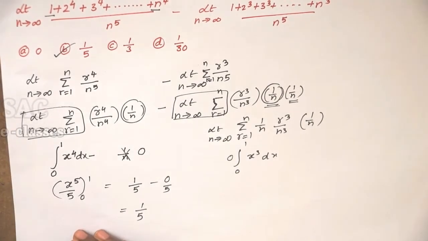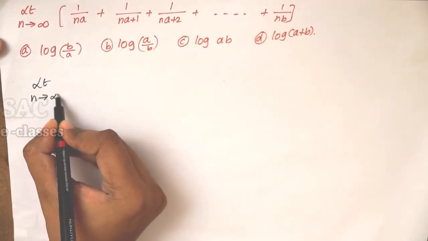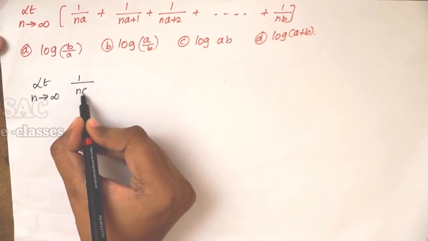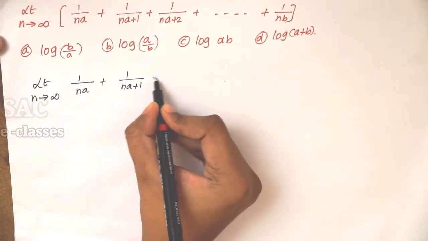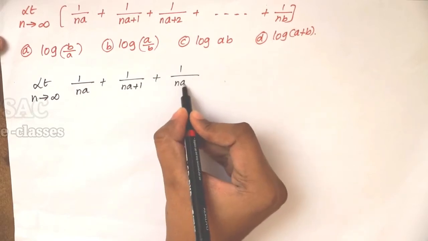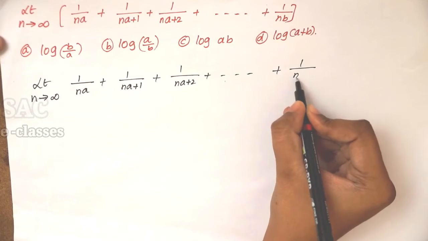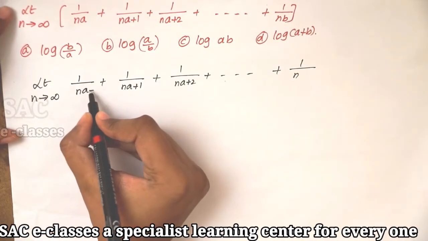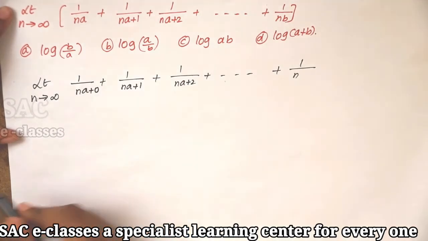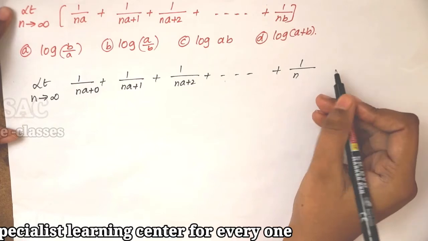Let us move to the next problem. Limit n tends to infinity, 1 by na plus 1 by na plus 1 plus 1 by na plus 2 plus and so on, 1 by nb. But I need to get it in the form of na plus something. But here b is there. How can I write b in terms of a?